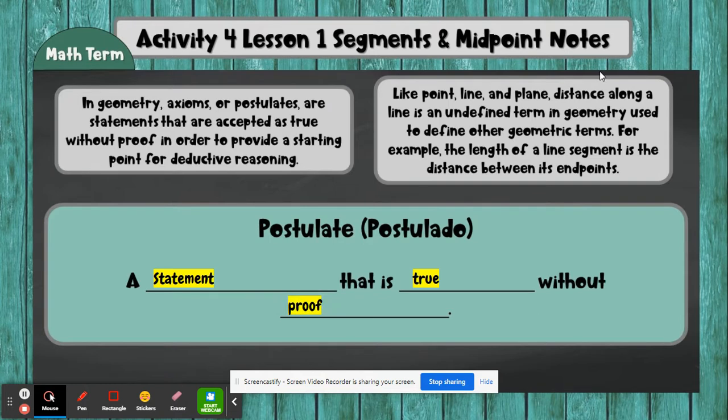Sometimes we have to have these things in place, again, like some of our definitions, to be able to move forward and to have those building blocks. We use point, line, and plane. Distance along a line is undefined terms in geometry used to define other geometric terms. So we use postulates to build what we'll eventually or might possibly see that we call theorems or proofs. And so what we're talking about over the next couple of days is a basic postulate.